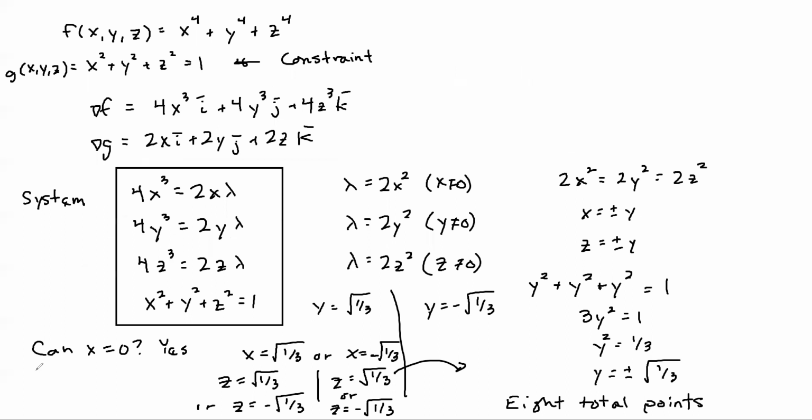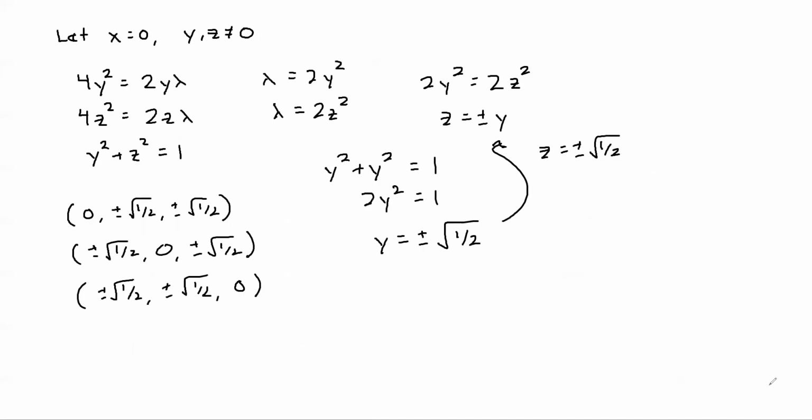Can x be 0? What about x equals 0 and y equals 0? Can that happen? If x is 0, you get 0 equals 0. If y is 0, you get 0 equals 0. This doesn't have anything to do with x or y. It's still good. Here, the x and the y drop out, and you just get z squared equals 1. So yes, absolutely, you could have 2 of the 3.